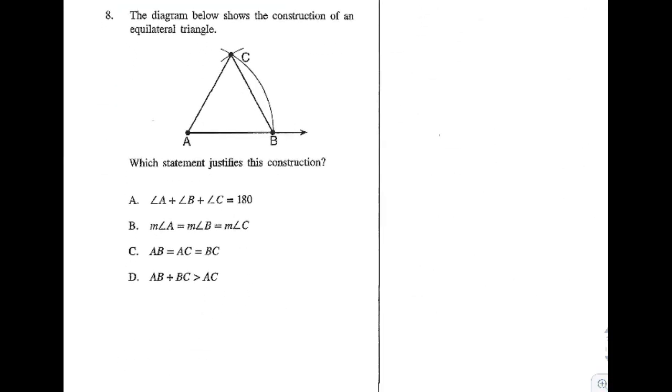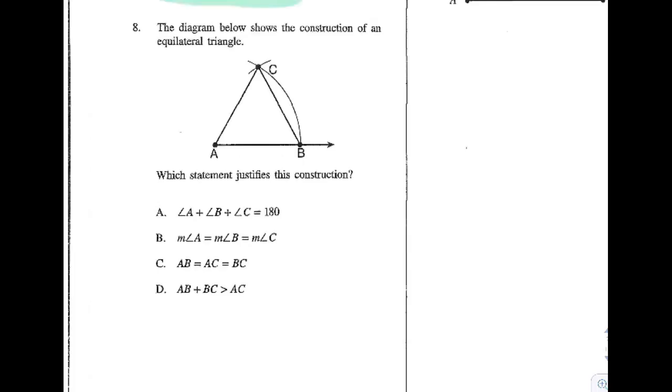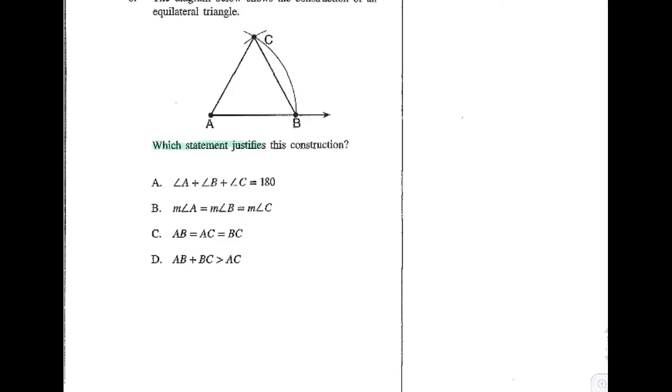Number 8, equilateral triangle. This is not my favorite question because of the way the choices are written. There's more than one true thing, but it has to do with the way the question's written. Which statement justifies the construction? Well, this is an equilateral triangle, so it is true that all 3 angles add up to 180. But that's not how we made the construction. It is true that angle A, angle B, and angle C are equal because it's an equilateral, they're all 60, so that's also true.